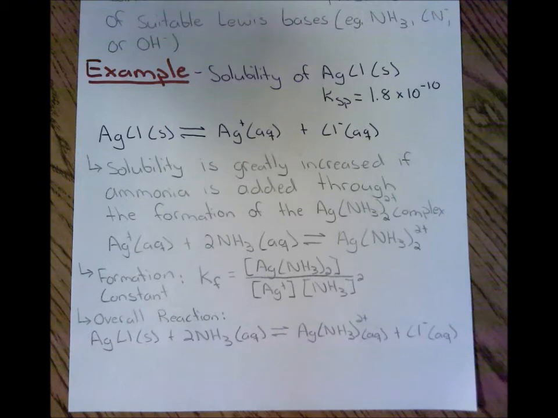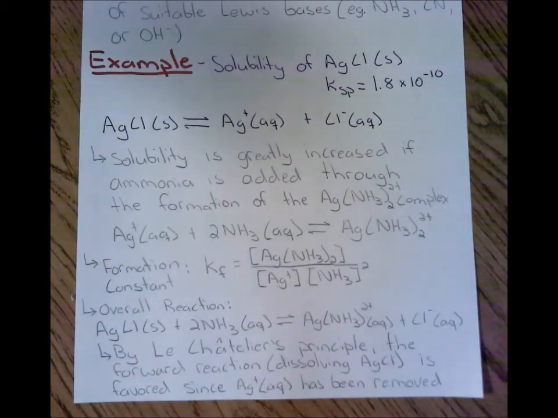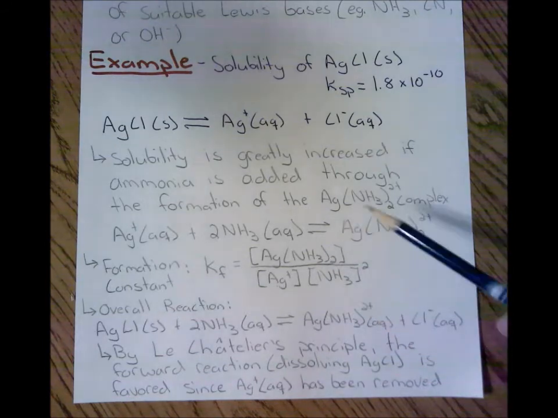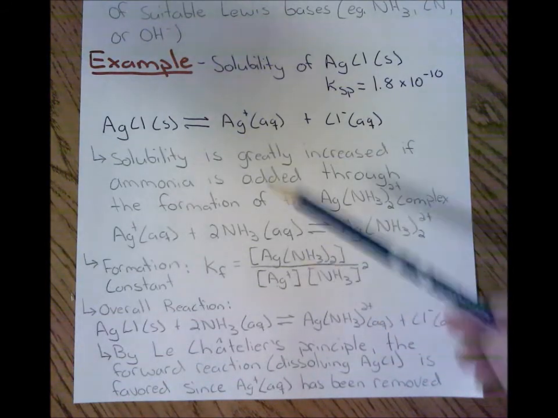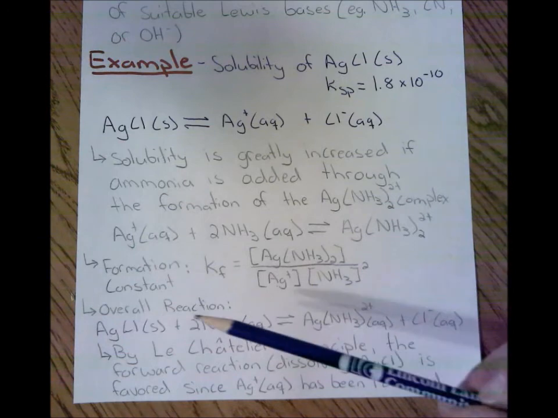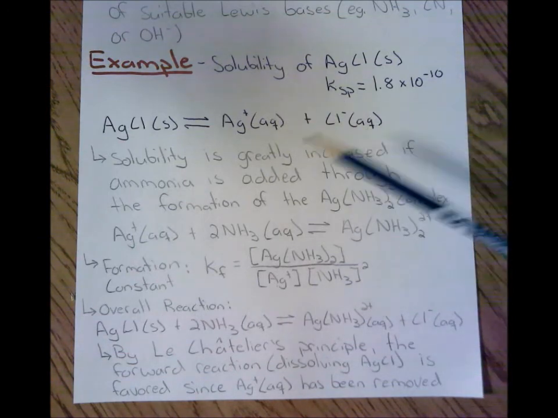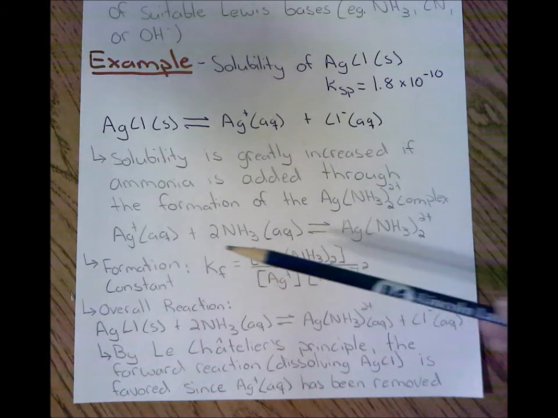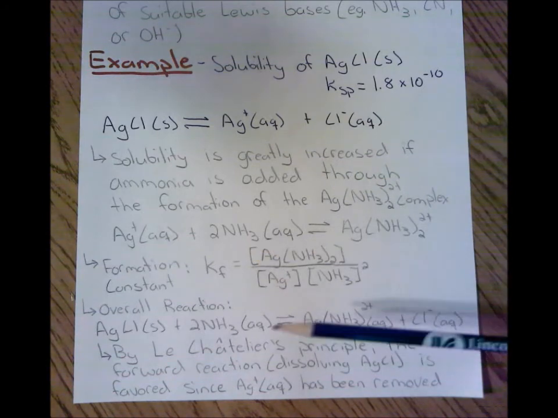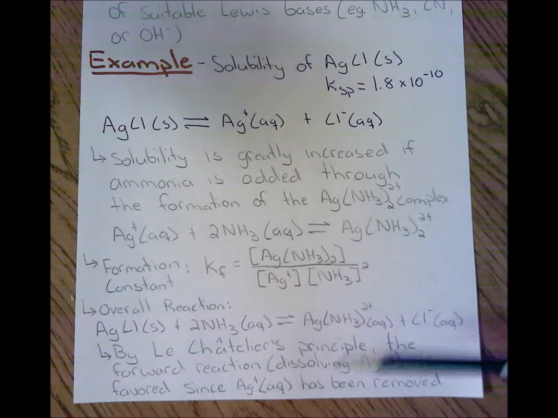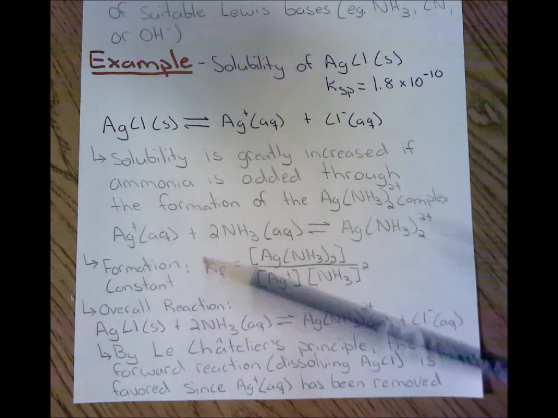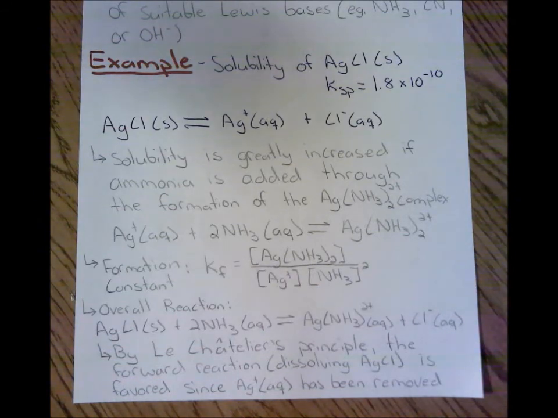That's because essentially we added these equations together to give us this overall reaction. So all we did was add this top equation here in purple with the equation we wrote down to form this overall reaction. Now, by doing that, we remove that Ag+ from solution, and so the forward reaction going from left to right is favored. And so we have more of that silver chloride dissolve.